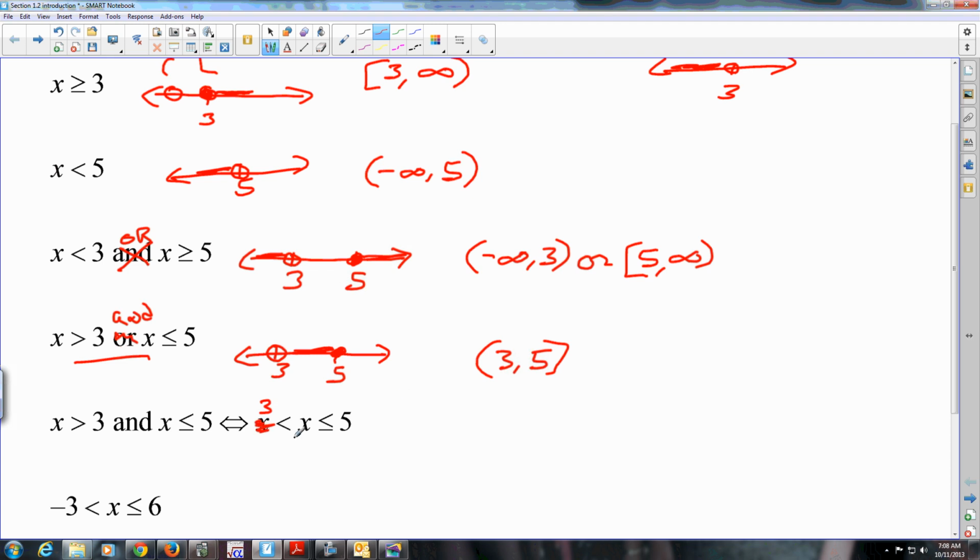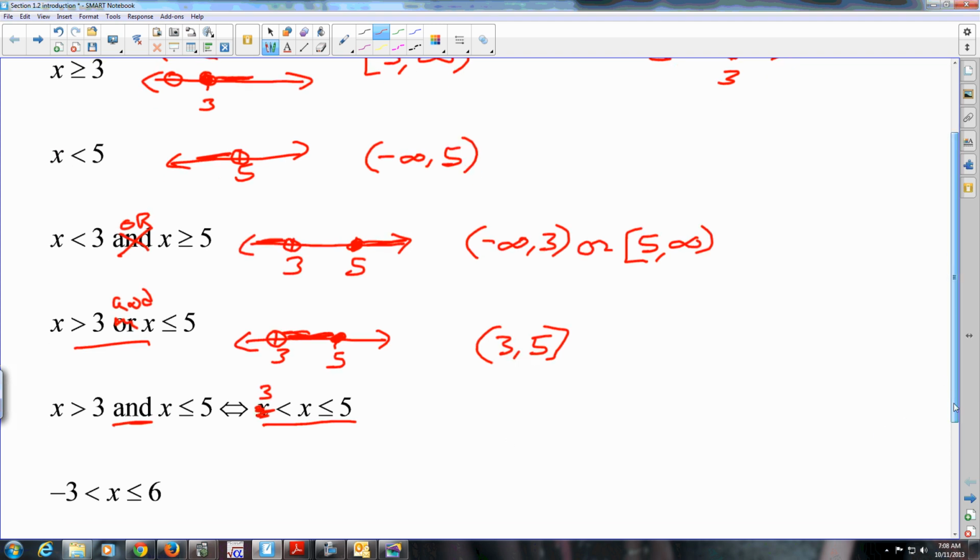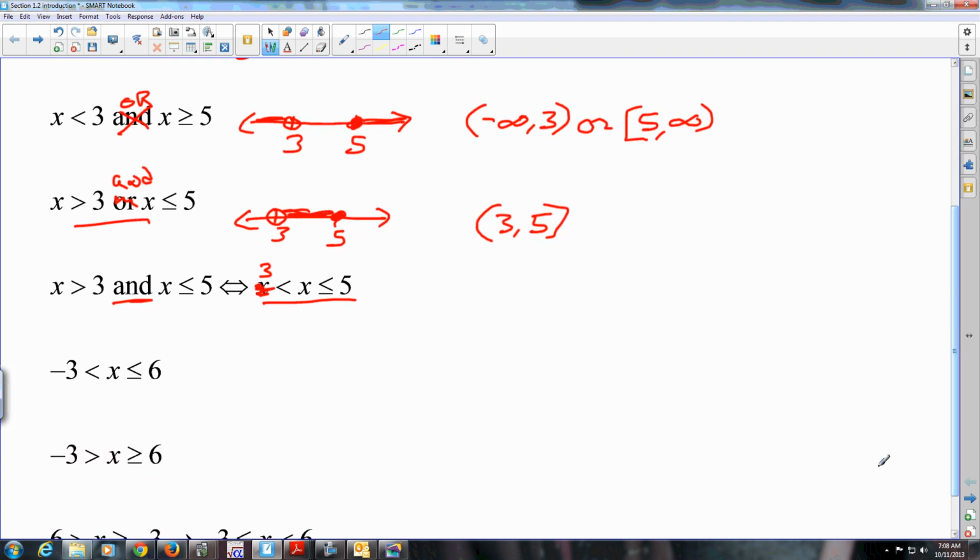An or statement you can't write together. Think of it this way. It's shaded between, and x is between the two numbers. When you're shaded away from each other, you can't write it as one statement. One statement like this means and. Okay. So this one, you're between, x is bigger than negative 3 and less than or equal to 6.